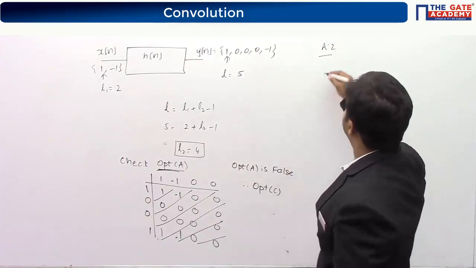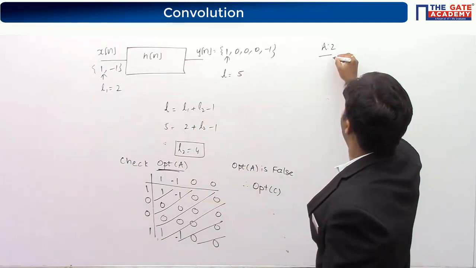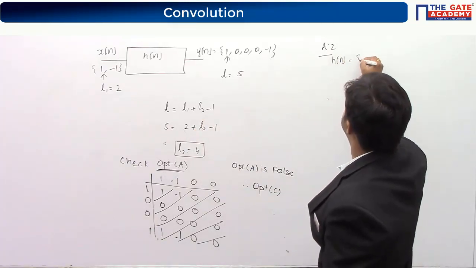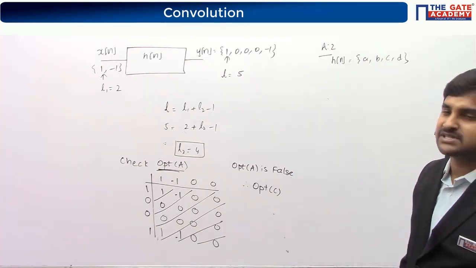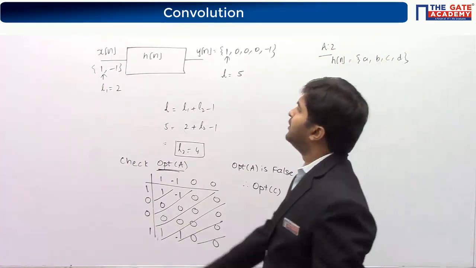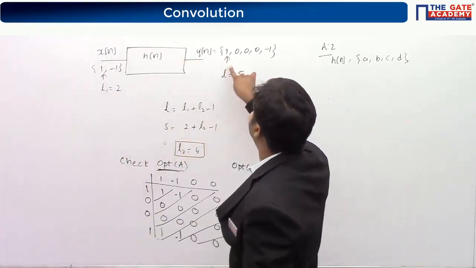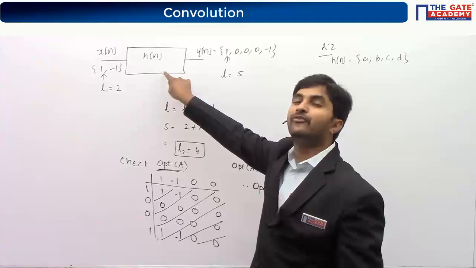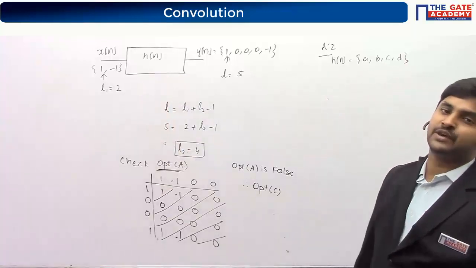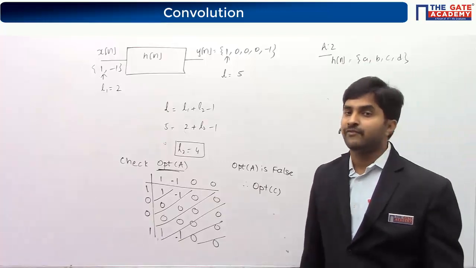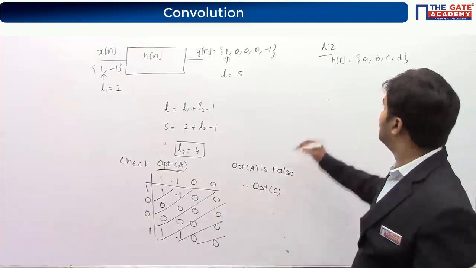let us consider, because we know that L2 is going to be 4, so I'll be considering h of n having 4 samples A, B, C and D. The lower limit of input is 0. The lower limit of output is 0. The lower limit of impulse response should also be 0, because we know that LL is equal to LL1 plus LL2. If LL is equal to 0, LL1 is equal to 0, then your LL2 should also be 0.